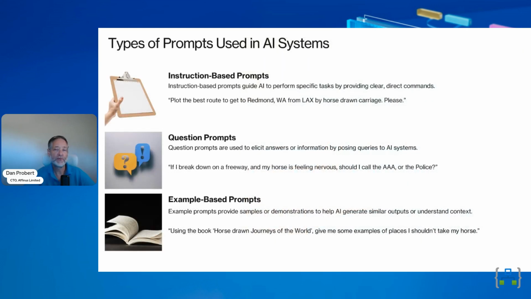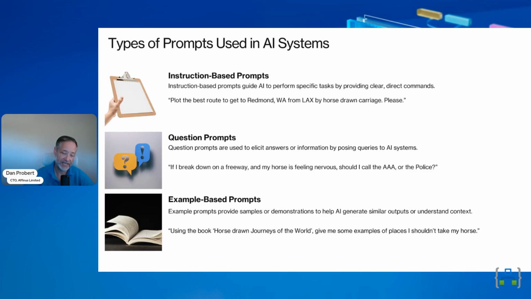You ask another question, you get some answers, that sort of thing. So what are the types of prompts that we might use? A standard one might be instruction. I want you to do something for me. So plot the best route to get to Redmond and Washington from LAX using a horse-drawn carriage, please. It's always nice to be polite. Then we have question prompts. So a question prompt might be, if I break down on a freeway and my horse is feeling nervous, should I call the AAA or the police?